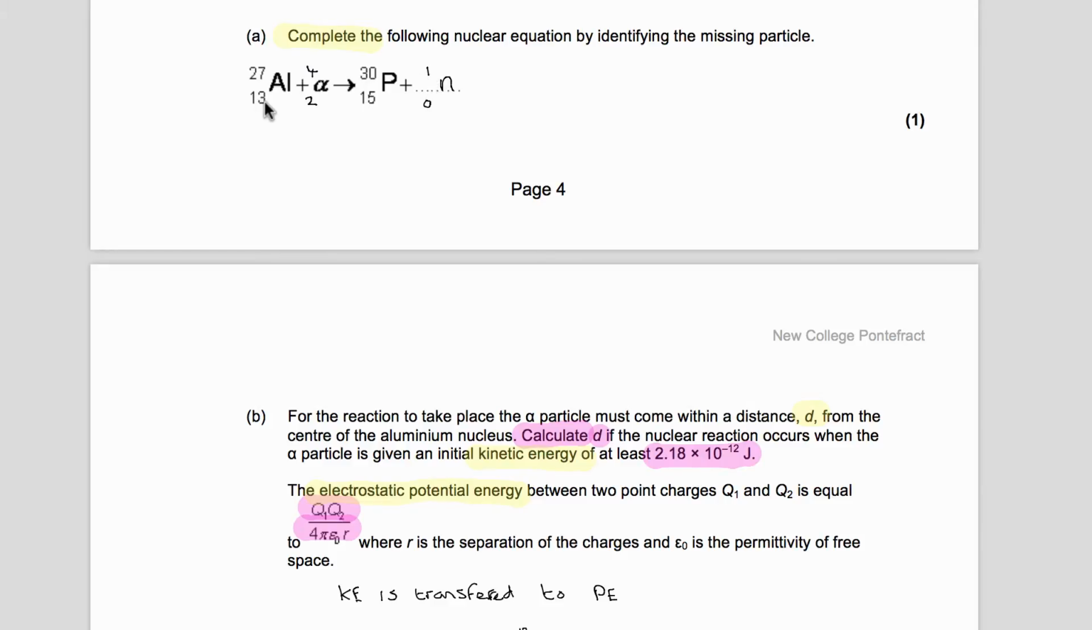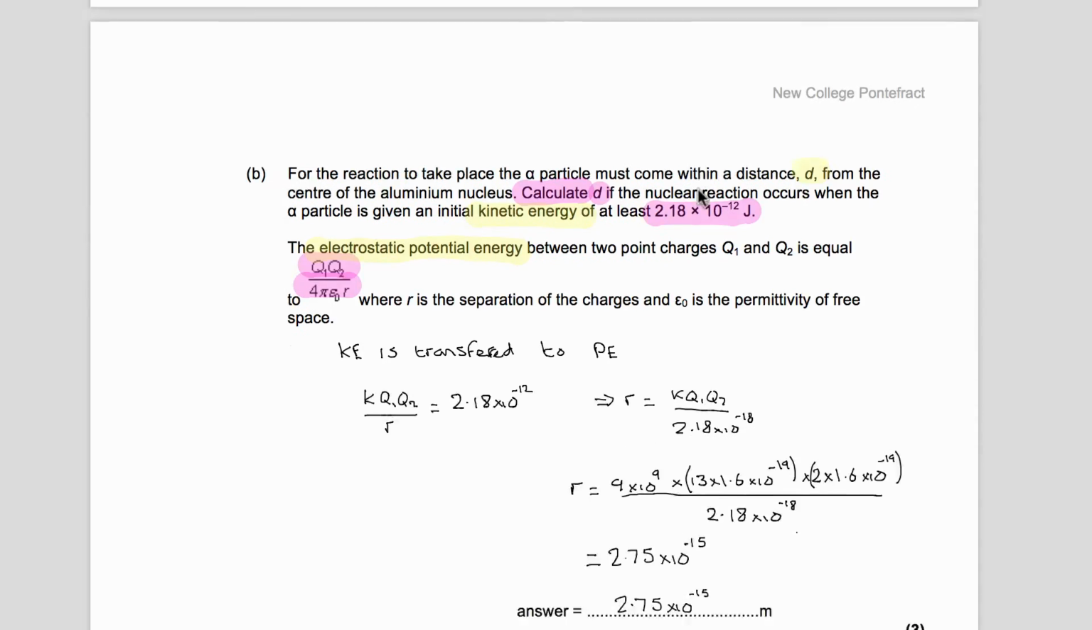On the bottom, 13 and 2 make 15. We've already got 15 on this side, so that's a 0. So we've got a particle with a mass of 1 but 0 charge, which is basically a neutron, and that's written as a small n like that. So identifying that particle like that gives you 1 mark.